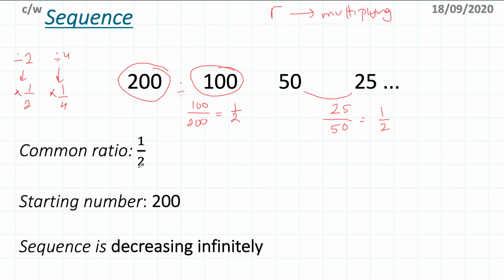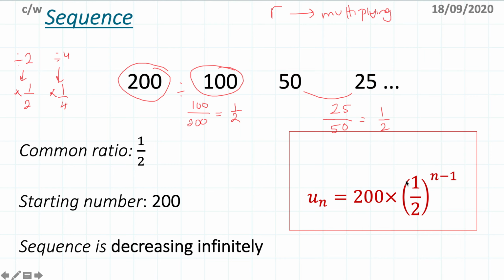So we have our common ratio, we have our starting number. This sequence is decreasing infinitely. It's going down, and it's infinite because I have these dotted lines in there to indicate it. So I can write my generalized formula as 200 multiplied by a half to the power of n minus 1. If you have a fraction, make sure you put a bracket around the fraction so that you have the n minus 1 in there, indicating that it's for the whole fraction.